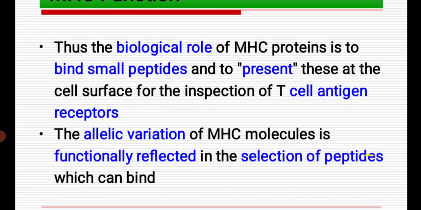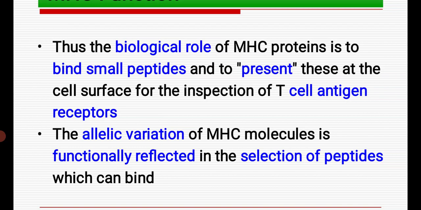Once again, here is the role of the MHC molecule. The MHC protein, or MHC glycoprotein, binds a small peptide antigen and presents this peptide antigen to the T cell, or T cell antigen receptor. The allelic variation of the MHC molecule is functionally reflected in the selection of peptides which can bind to it.